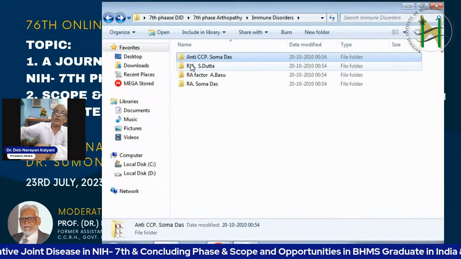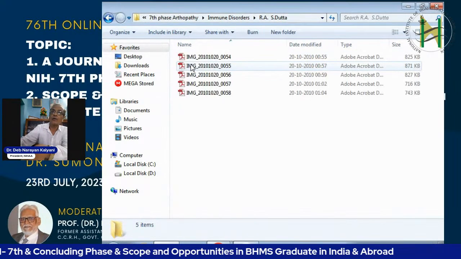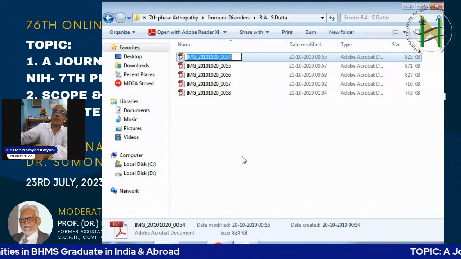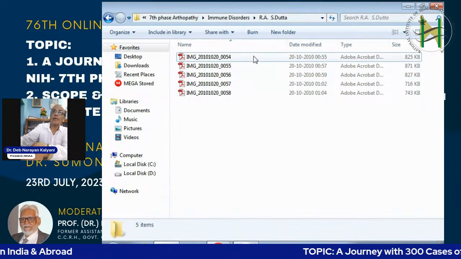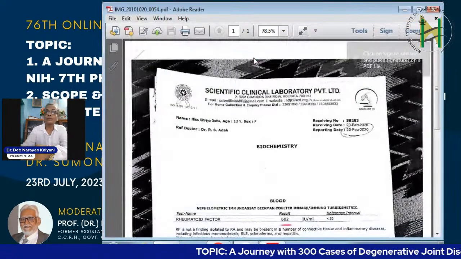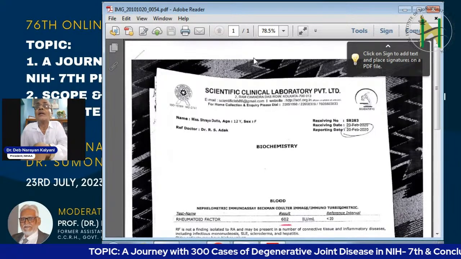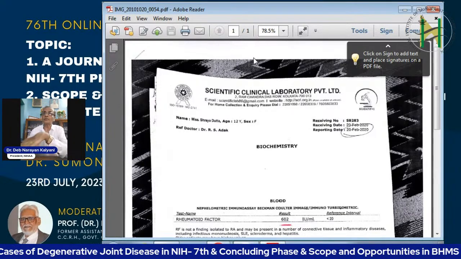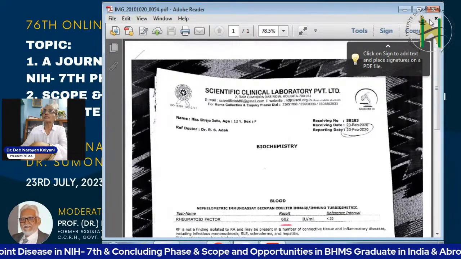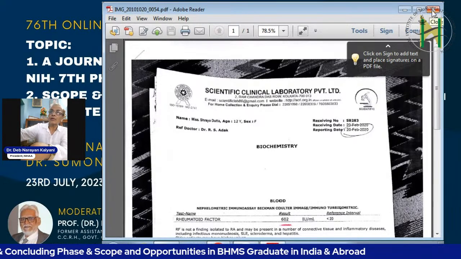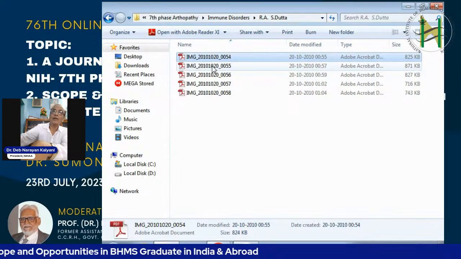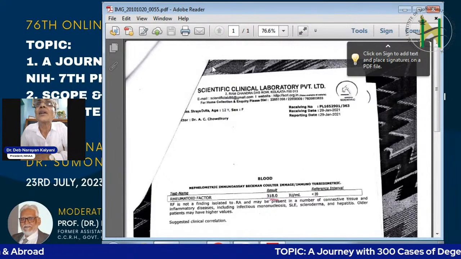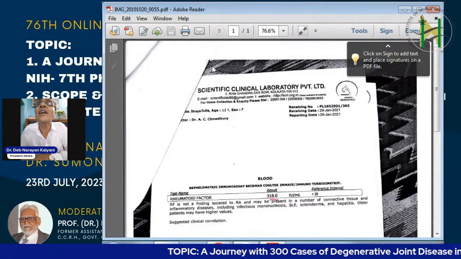Another RA case we'll see, rheumatoid factor positive. See, 60.2, where 20 is normal, before treatment. Then the case becomes 318.